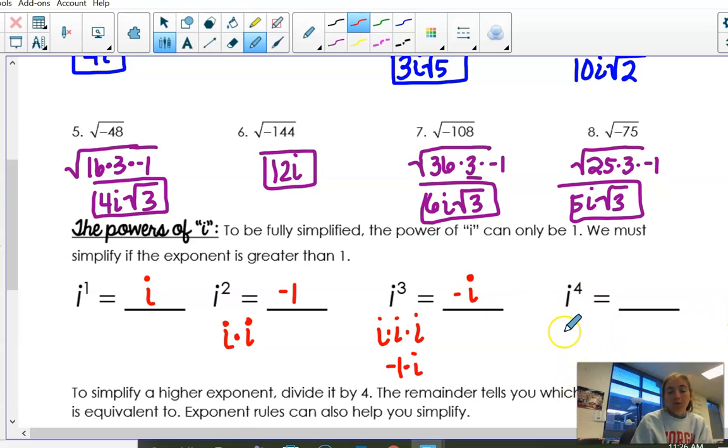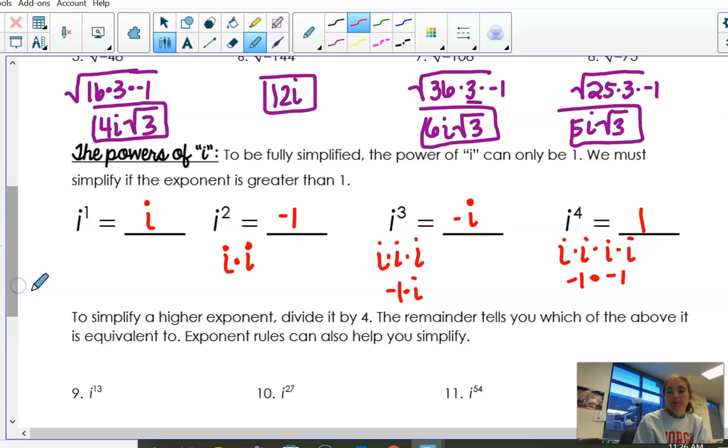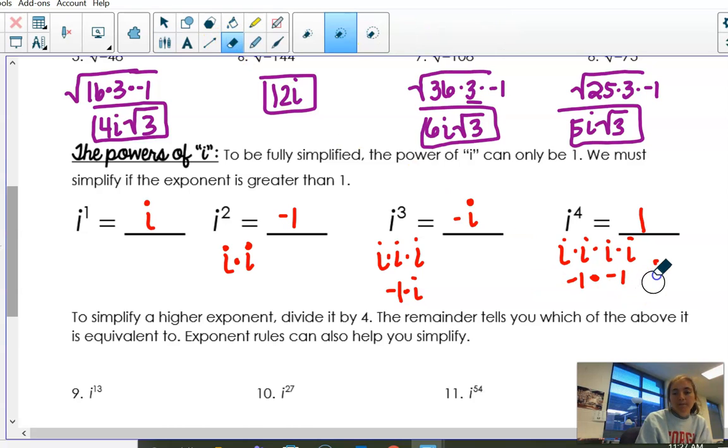Right? i to the fourth power. i times i times i times i. Okay, so i times i is -1. i times i, -1. -1 times -1 gets us +1. That's i to the fourth power. So any power of i past 4 is just going to be a cycle after this. Because i to the fifth, think about if I take this and multiply it by i again, that gets me back to i. And the cycle just starts over. So it is a cycle of 4.